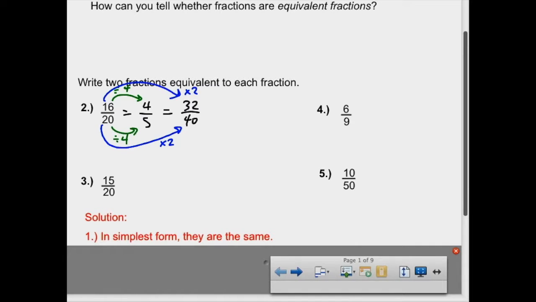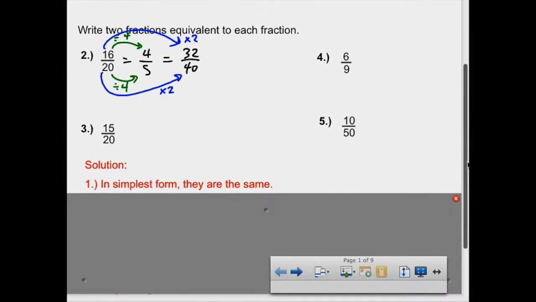All right, for number 3, let's go ahead and take a look at number 3. Can I get somebody to share two answers for number 3? Somebody I haven't heard from yet. Young man, way in the back, could you repeat your name? Because I'm trying to remember your name. Jonathan. Jonathan, can you give me two equivalent fractions?